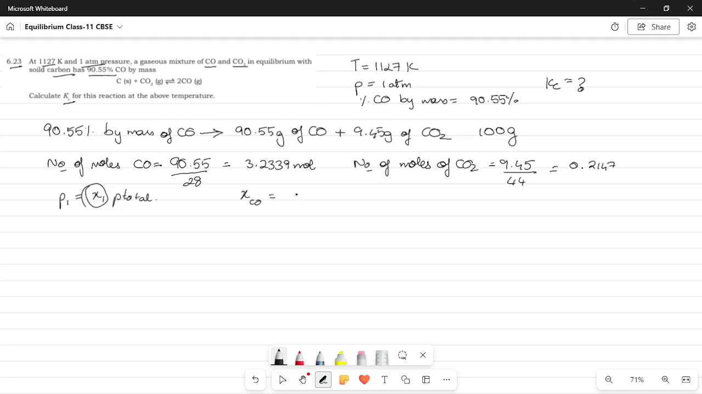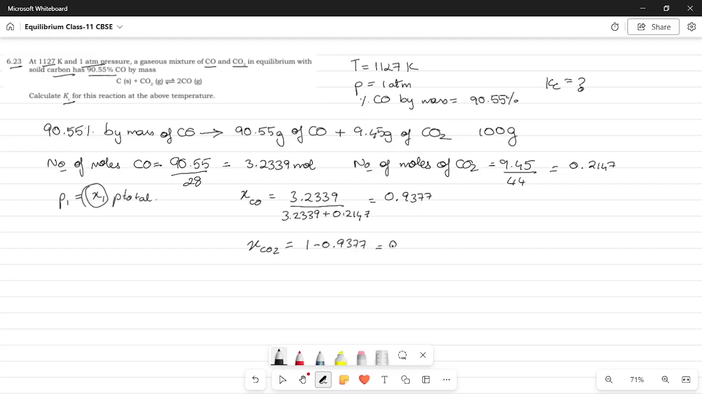So we'll calculate the mole fraction of carbon monoxide. So XCO is equal to 3.2339 divided by 3.2339 plus 0.2147. See, I told you the first chapter, super important. So this gives us 0.9377. Now you can either do this division again, or if you're like me who prefers to do addition and subtraction, you can just do XCO2, which is the mole fraction of CO2, is going to be 1 minus 0.9377.